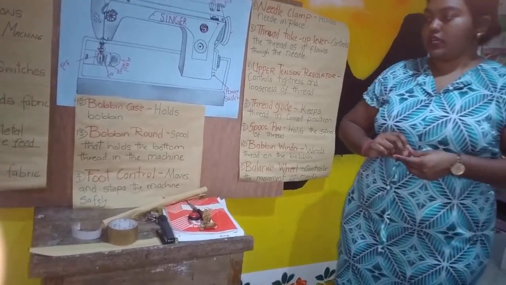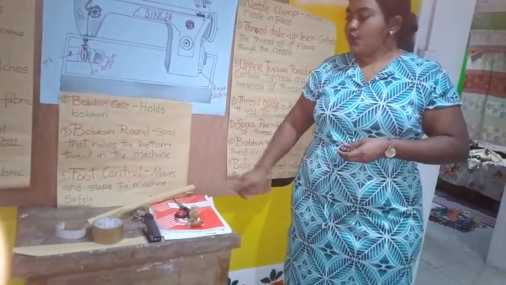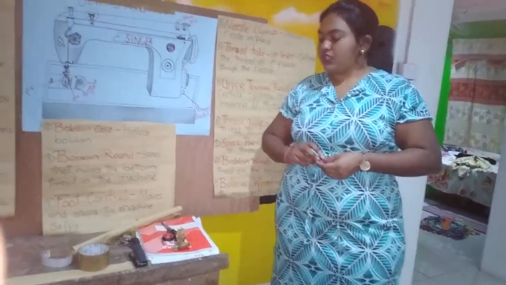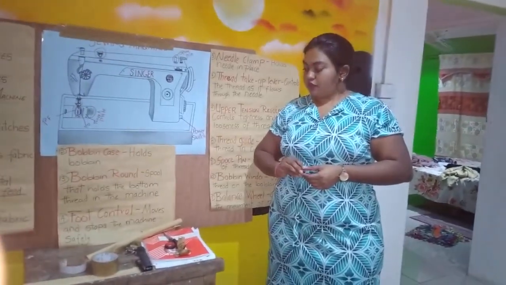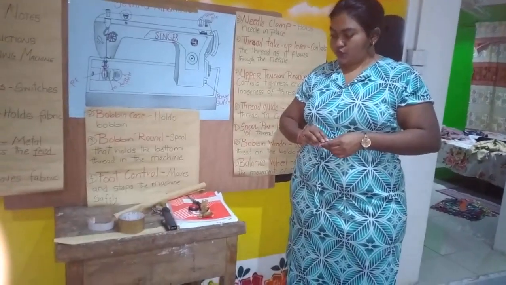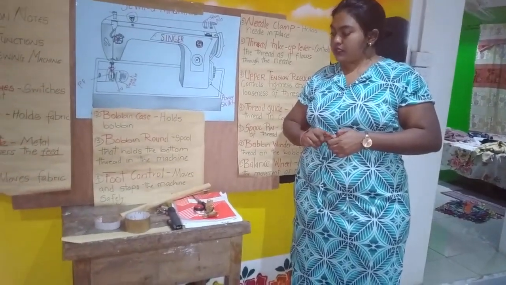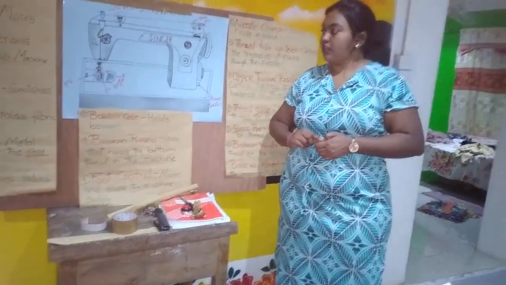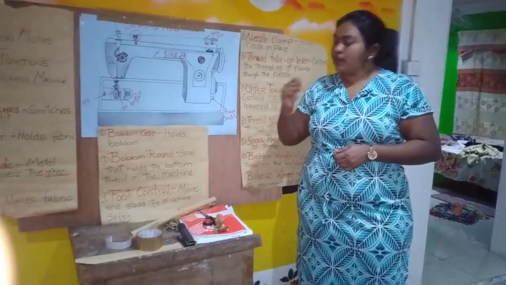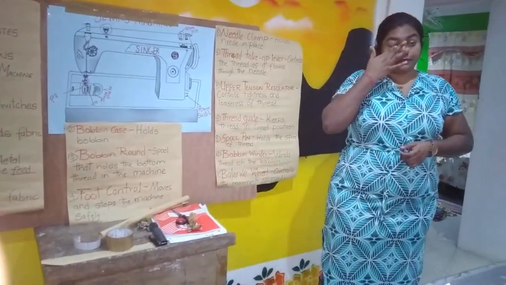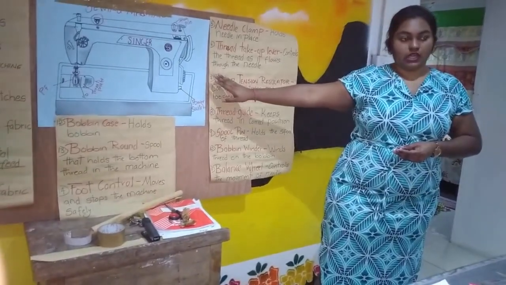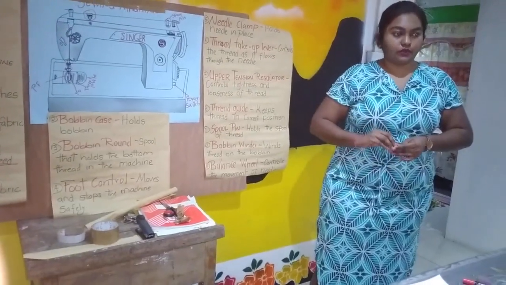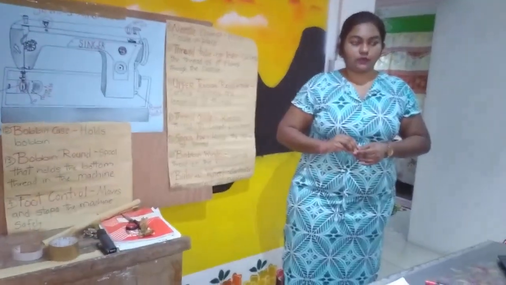Then the last one is foot control, which moves and stops the machine safely. Number 14, again, foot control, it moves and stops the machine safely. Well, the foot control is not drawn in this poster, but later I'll be showing you in an actual sewing machine.